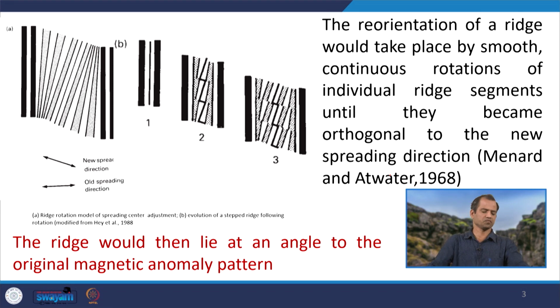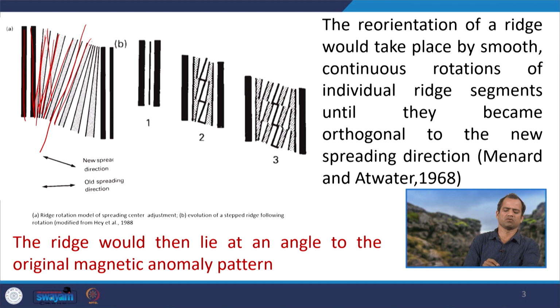So, if you see here, suppose we have an earlier ridge axis like this, and these are the magnetic lineations, and if the orientation of the ridge changes, suppose now this is the orientation, then the magnetic lineations will be like that. So, this is the old spreading direction and the mid-oceanic ridge, and now we are getting a new spreading direction. Perpendicular to that we will have the transform fault like this, is it not?